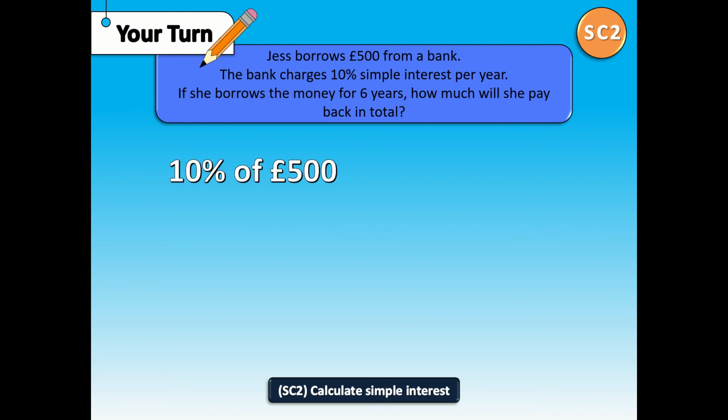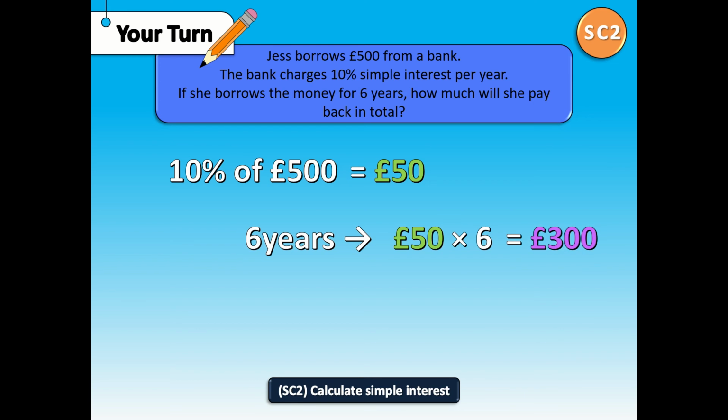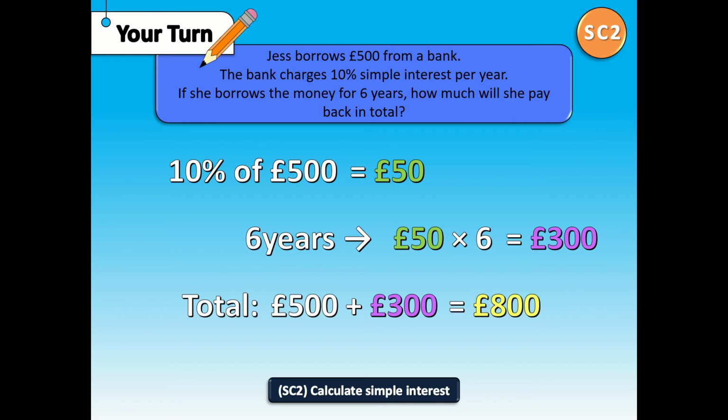So we work out 10% of £500, which is £50. So the bank charges £50 per year as interest. So in 6 years, the total amount of interest will be £300. So she's going to have to pay the bank back the £500 she initially borrowed plus £300 interest. So in total, she's going to have to pay back £800.